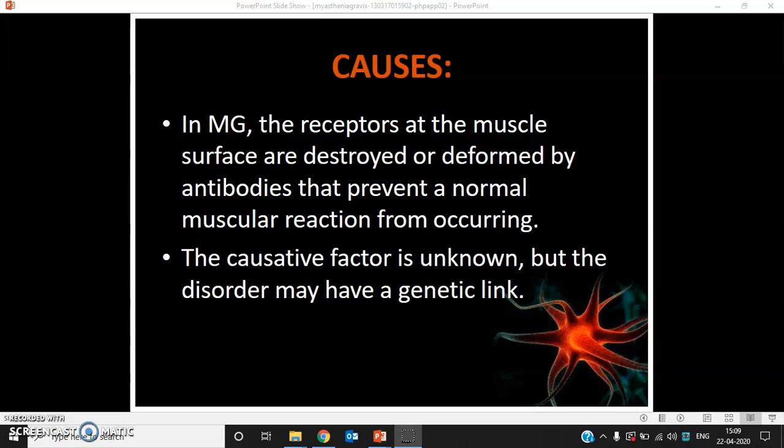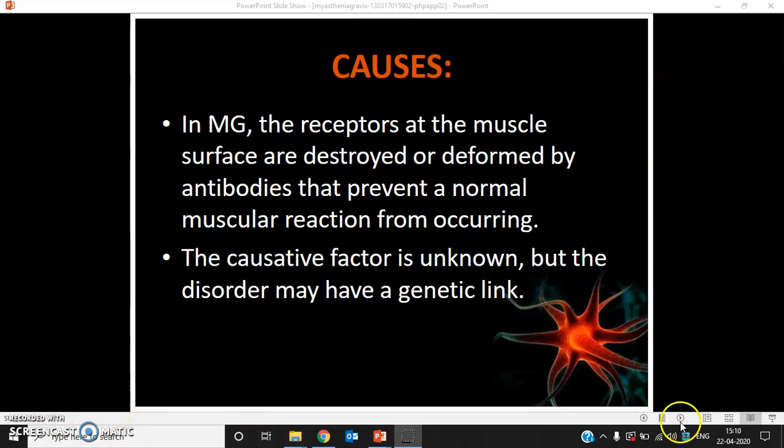The causative factor is unknown. Actually, we don't know the causative factor because it is idiopathic, and the disorder may have a genetic link. It means that previously the father, mother, grandmother, or grandfather might have had this kind of disease, so it is transferred genetically. Before the patient comes to you, you should ask for a brief history: is there any surgical history, past medical history, is the father suffering from myasthenia gravis, or are they under treatment for it?